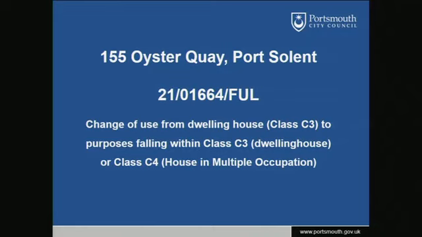So, item 1, 155 Oyster Quay, Portway, Portsmouth. Simon. Thank you, Chair, and my apologies for the delay and your patience. This is a planning application at 155 Oyster Quay, Port Solent, for a change of use from a dwelling house Class C3 to purposes falling within Class C3 dwelling house or Class C4 house in multiple occupation. The application is before the Planning Committee because of the numbers of objections received set out in the report before you. We have deputations for and against today in a few minutes, and a supplementary matters update that I shall give you at the end of the presentation.